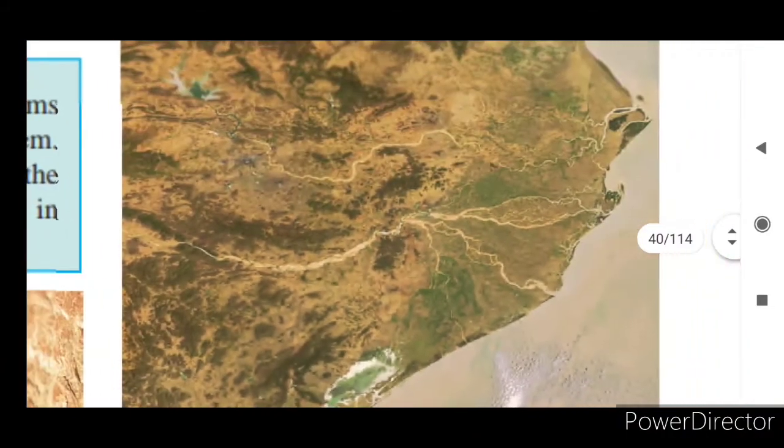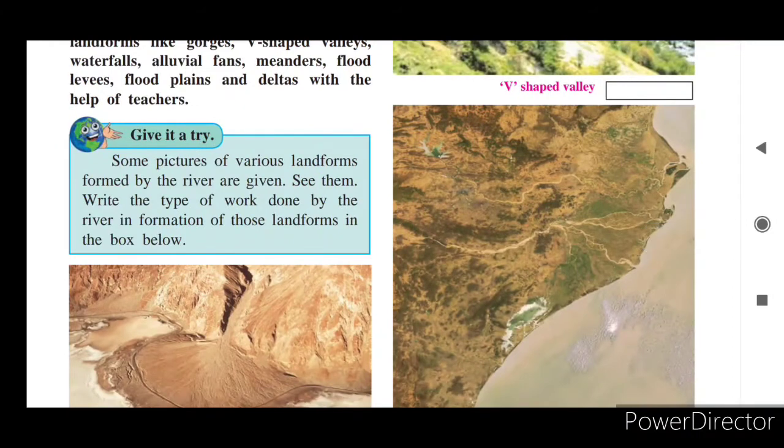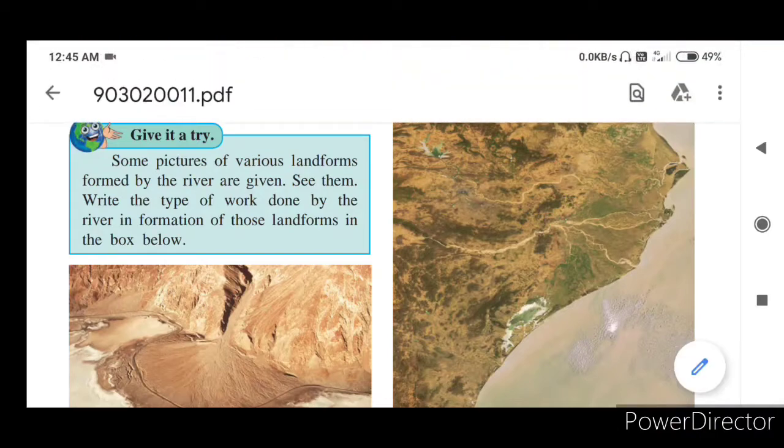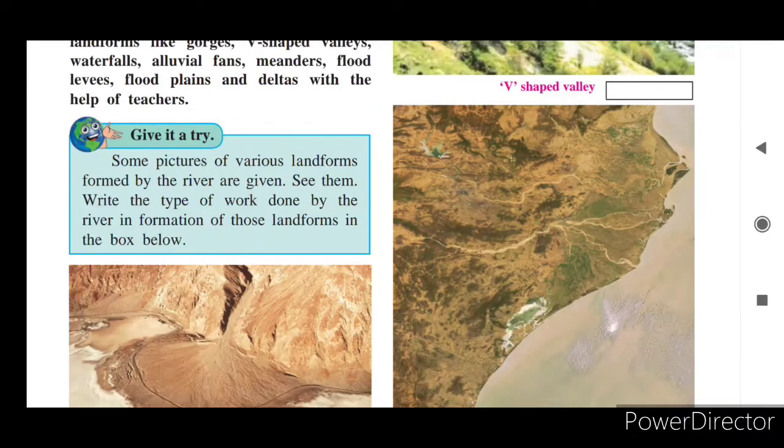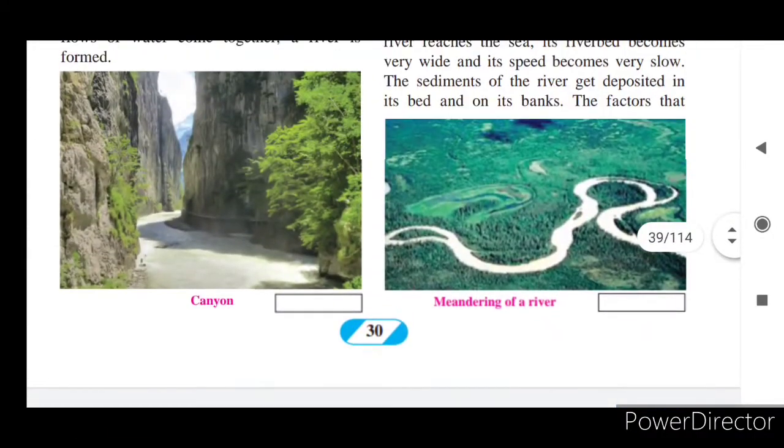Now we have to do one activity. What is the activity? Pictures of various landforms formed by the river are given. See them and write the type of work done by the river in the formation of these landforms in those boxes. First two pictures are given here on the upper side. Number 1, canyons, that is because of the erosional work. Number 2, meander, that is depositional and transportational work.